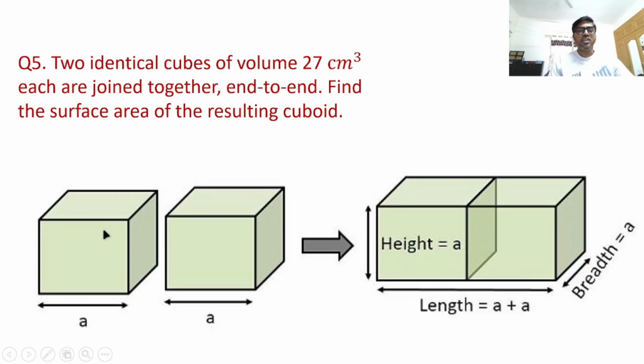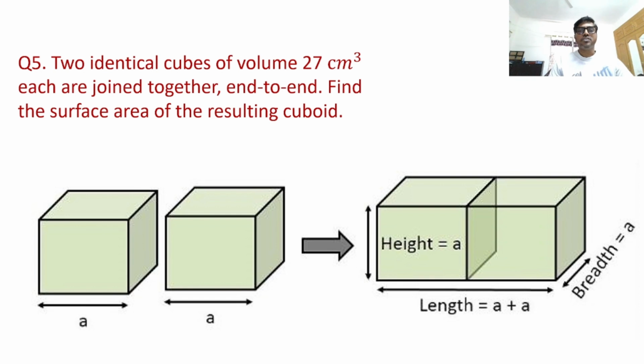Let's look at the diagram. Let's say these two are the cubes that we are dealing with. Let's say edge length is A each, and you are joining them end to end so that the length becomes twice of the original one, A plus A. But look at the breadth and height, they are not going to change. They will continue to be A as before. So this is a cuboid you are creating. For this cuboid, we are supposed to calculate total surface area.